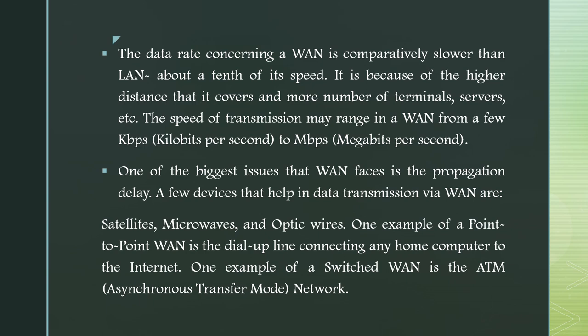The speed of transmission may range in a WAN from a few kbps, kilobits per second, to mbps, megabits per second. One of the biggest issues that WAN faces is the propagation delay. A few devices that help in data transmission via WAN are satellites, microwaves, and optic wires. One example of a point-to-point WAN is the dial-up line connecting any home computer to the internet. One example of a switched WAN is the ATM, asynchronous transfer mode network.